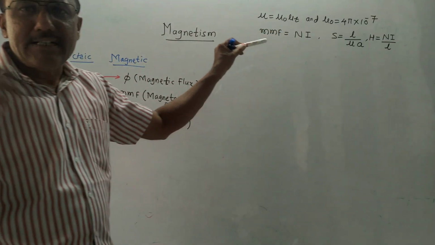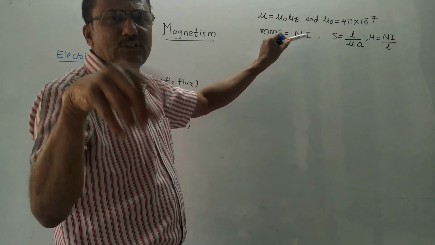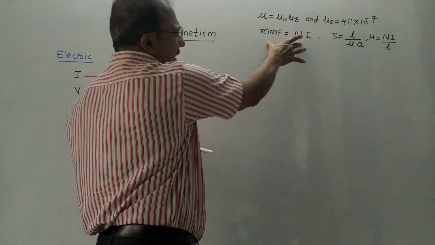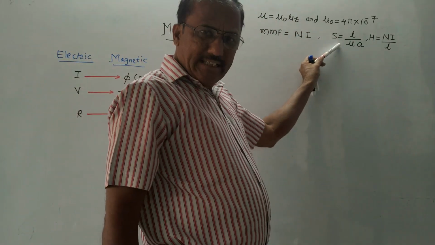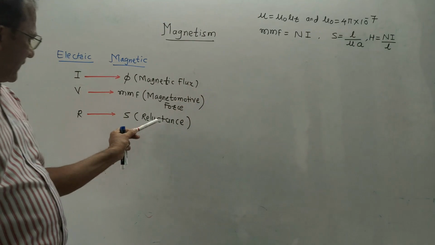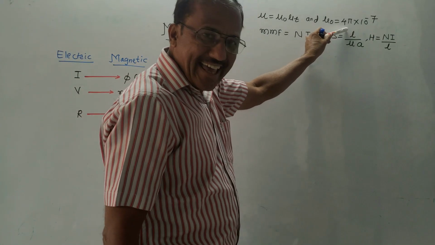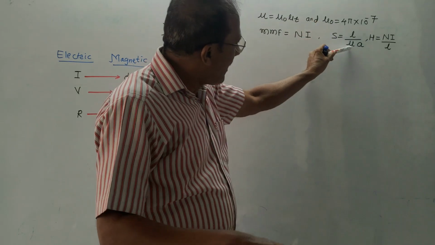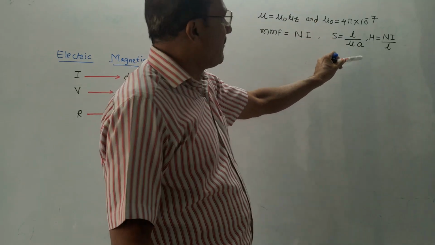N represents number of turns. I is current passing through the wire. I will explain this in more detail while solving the numericals. S is the reluctance. Reluctance is related to resistance in electric field. It is given by L upon mu A, where L is the length and A is the cross-sectional area.